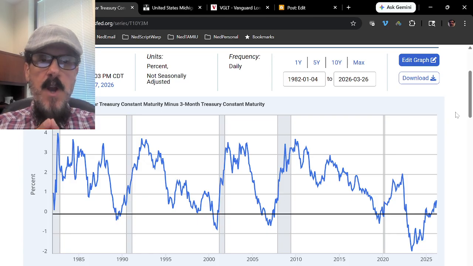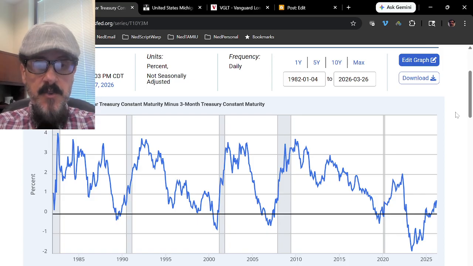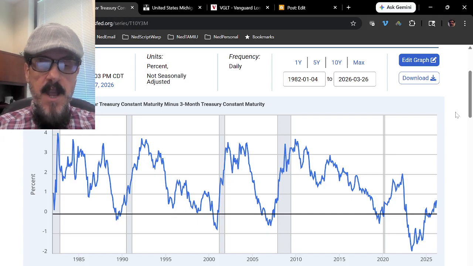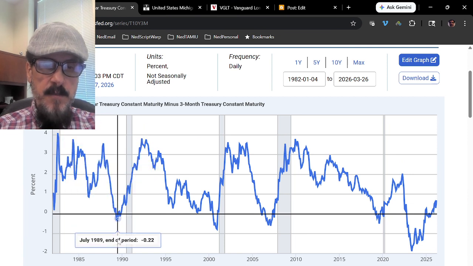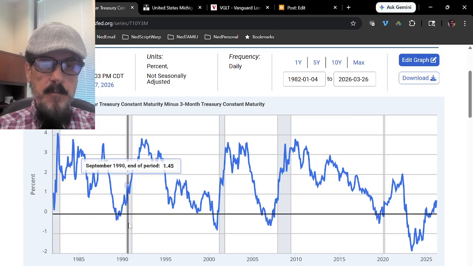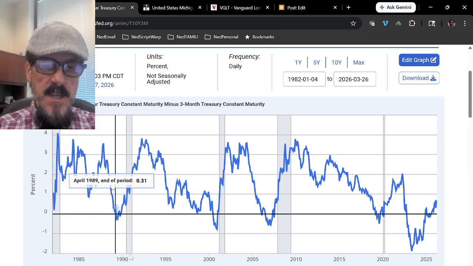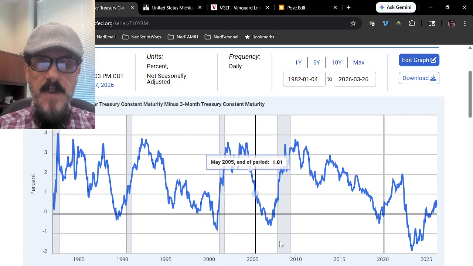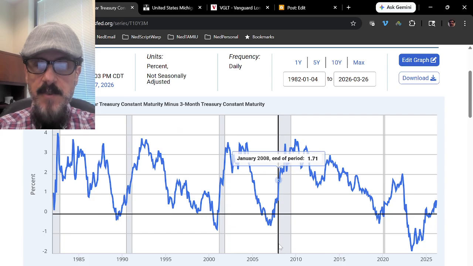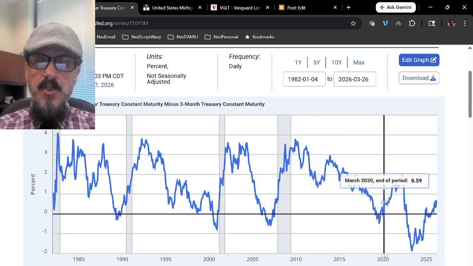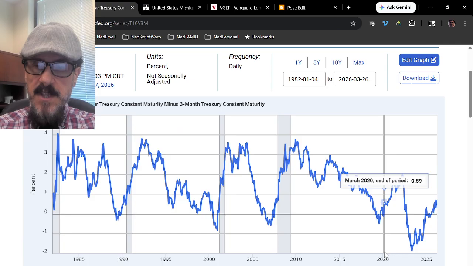This graph is what many finance and economics commentators call the yield curve. And as you can see from this graph, the yield curve tends to invert and then uninvert before a recession. These shaded areas here are recessions. This one, for example, is the 2008 recession. This one is the 2020 recession, the COVID recession.